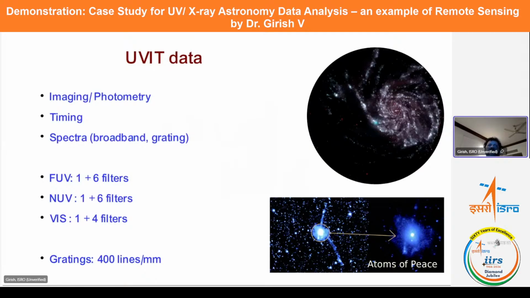What is meant by timing? I can actually see whether something is varying with time. Is it constant or varying? For example, just look around you. Before the sun rises, the entire sky will be very, very dark. Just when it's rising, it's slightly brighter. And when the sun is overhead, the brightness will be maximum. And at the same time, if there are clouds, the brightness drops.